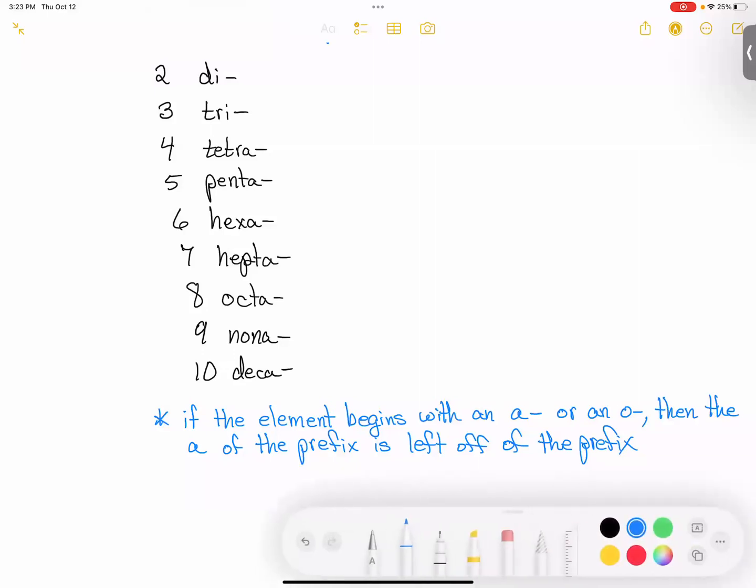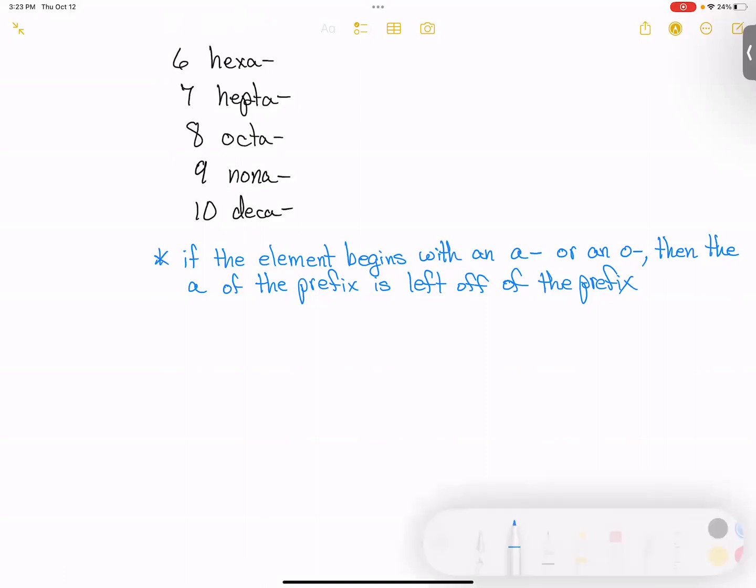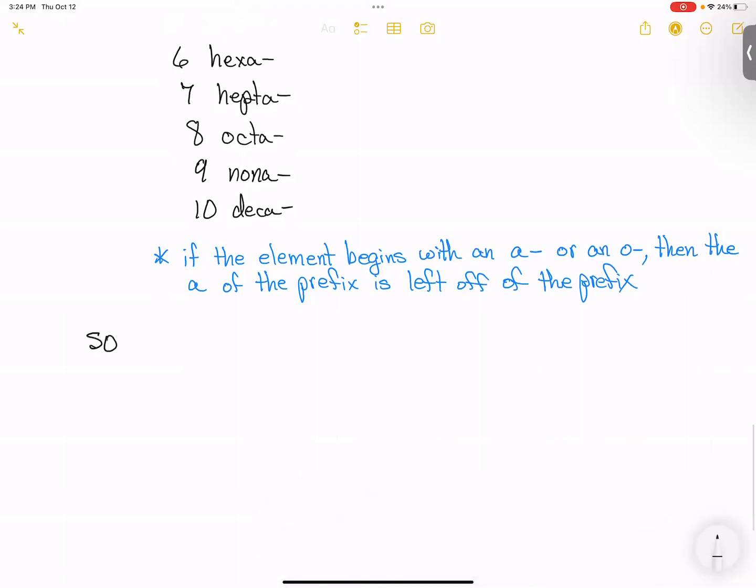So we're going to look at a couple of examples. I've already done carbon monoxide and carbon dioxide, so let's look at SO3. We have 1 sulfur and 3 oxygens. The prefix for 1 is mono, but mono is never used for the first element. And then we have sulfur. The prefix for 3 is tri. And then you have oxide. So putting it together, this compound is called sulfur trioxide.